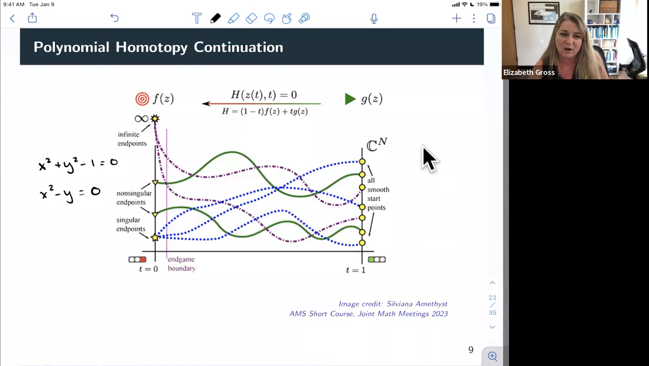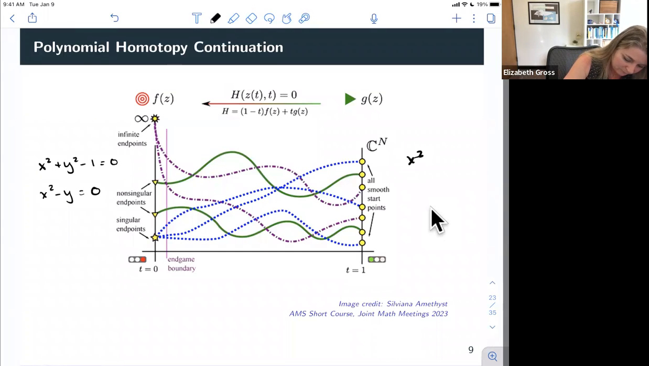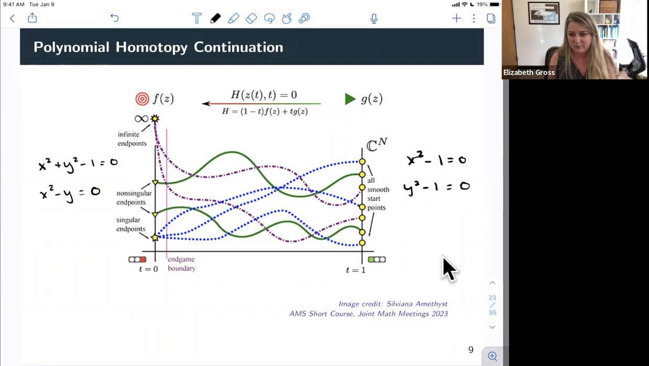And then you're going to start over here with an easier system to solve, a super easy system that I don't even need to use any tools for. Almost like my simplest solution, I can do x squared minus 1 and y squared minus 1, and that's going to have 4 solutions. Then you create a homotopy going from this system to this system, and you track your 4 start points using predictor-corrector methods going from here over to here.